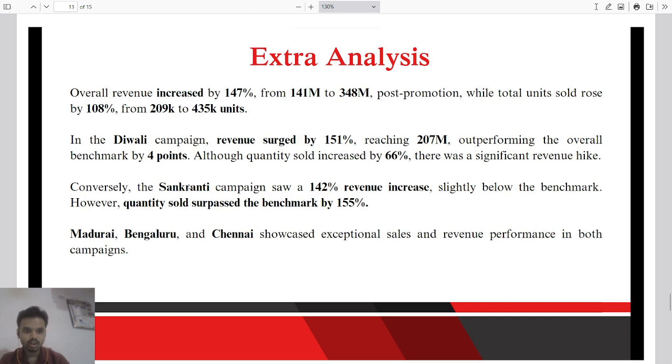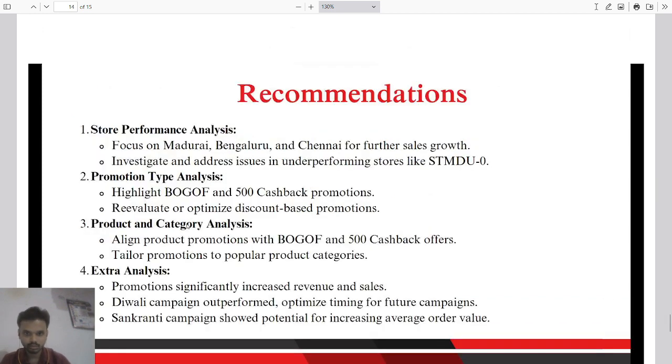Sankranti has 142% revenue. It's slightly different from the overall revenue, but the quantity sold surpassed the benchmark at 155%, as the overall quantity sold was 108%, but the quantity sold in Sankranti was 155%, which is very good. Madurai, Bangalore, Chennai showcased exceptional sales and revenue performance in both campaigns.